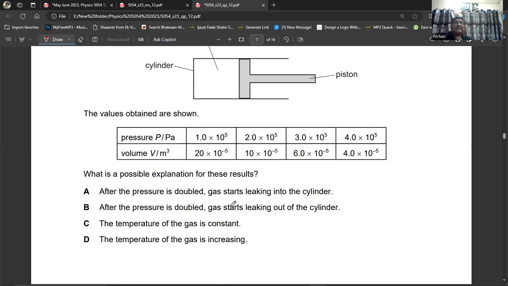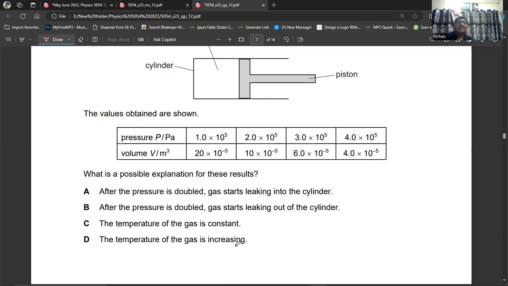After the pressure is doubled, gas starts leaking out of the cylinder. Yes, this is the right thing. B is the right answer. The temperature of the gas is constant. Yes, but if the temperature of the gas is constant, then this should hold in all the values. That law must have been kept, that the volume and the pressure are inversely proportional.